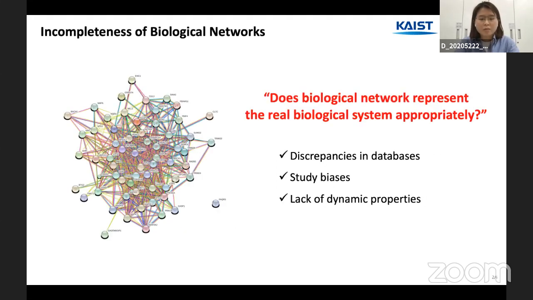As we saw in the previous presentation, network biology has suggested promising solutions in many biological research fields, such as repurposing drugs or finding disease modules. However, it is still difficult to say yes to the question of whether biological networks represent the real biological system appropriately.